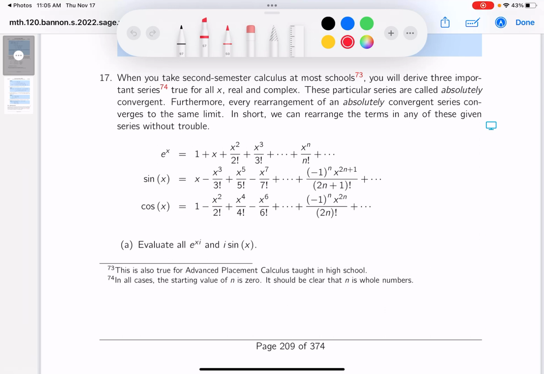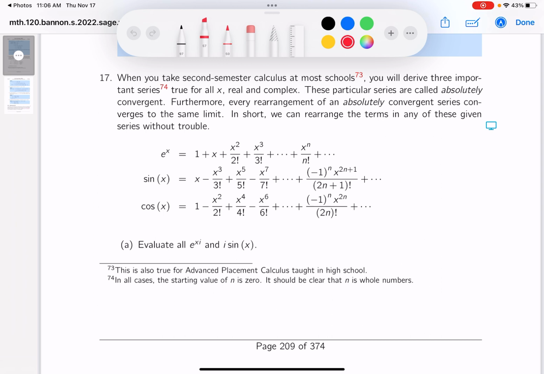Okay, when you take second semester calculus, or what some people refer to as Calc 2, or in high school I think it's called the AB calculus sequence, it's a 1 year sequence for calculus. Same thing in college, by the way. It's 2 semesters, 1 year.